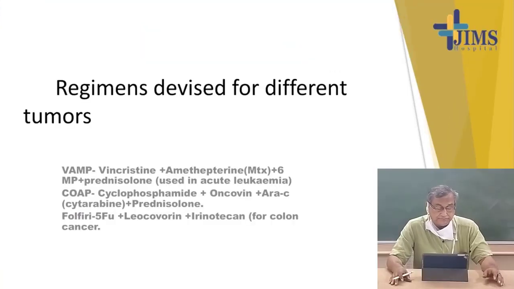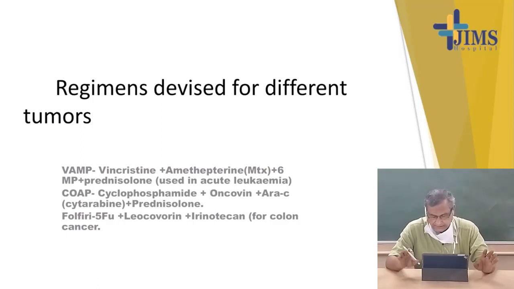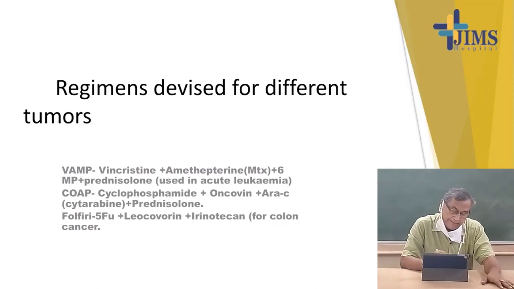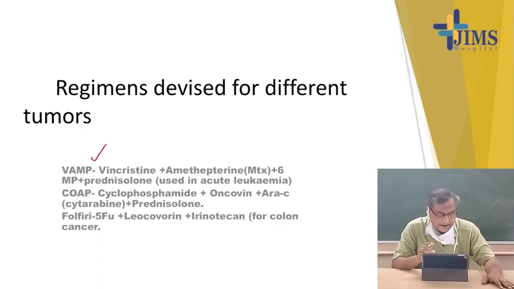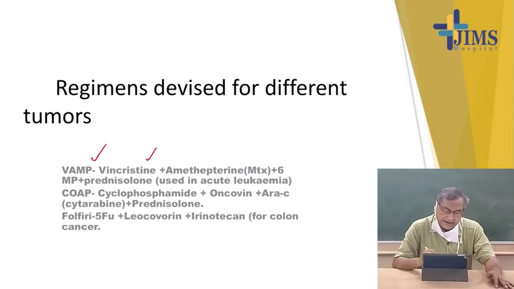So today we shall be discussing some of the regimens which are used in different types of cancers, and to remember them easily, some abbreviations are available which are internationally accepted. So let us see the BAMP. This abbreviation means B for vincristine, A for amethopterin, which is nothing but methotrexate, plus 6-mercaptopurine and prednisolone. And this particular regimen is used in the treatment of acute leukemia.